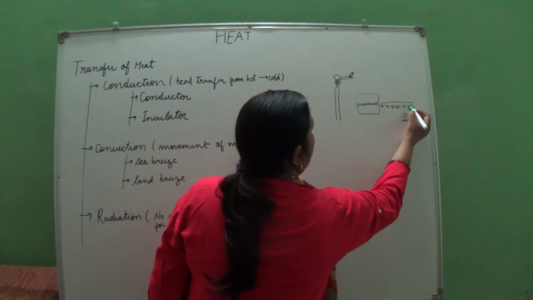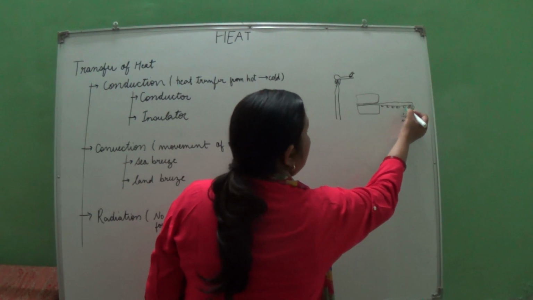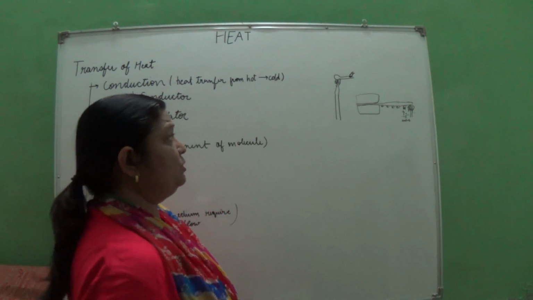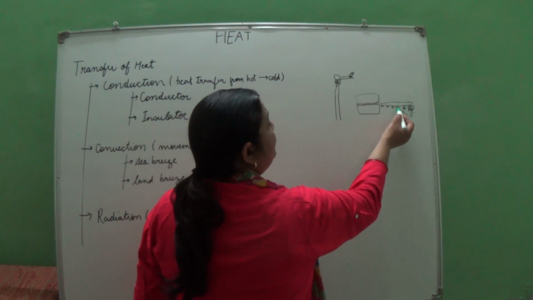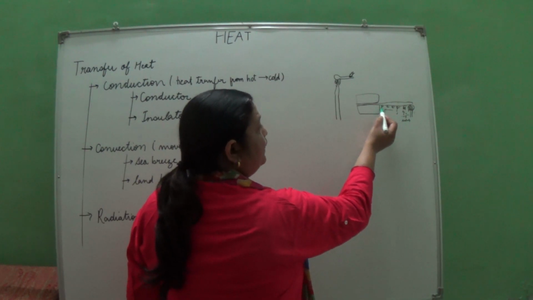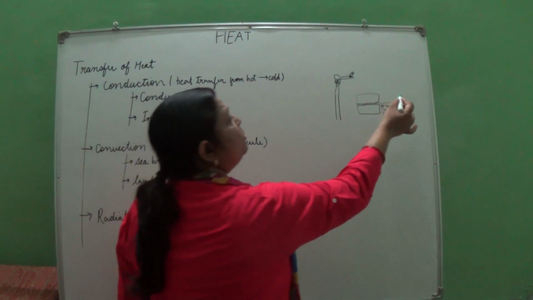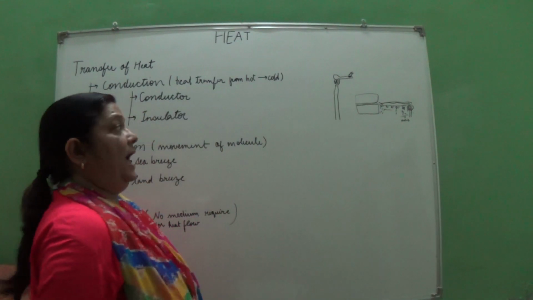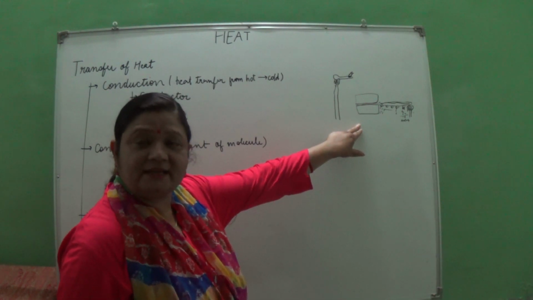you will see what? Initially only this wax was melting. After 10 to 15 minutes, you will see that this is also starting to melt. So now the heat has reached over here. After some time, you will see this also started, and this goes on till here. It means the heat which was provided over here has now reached here.